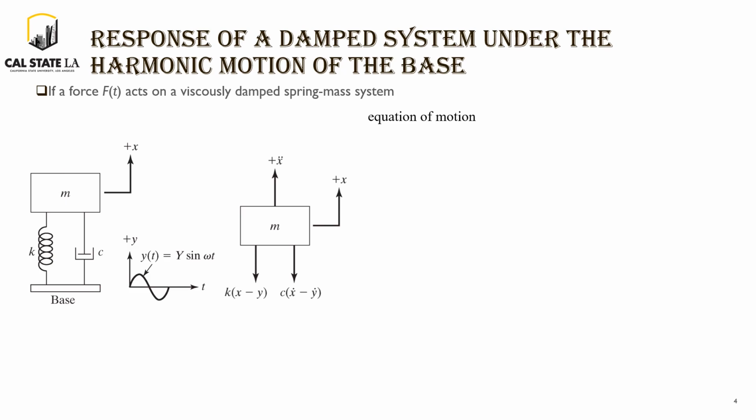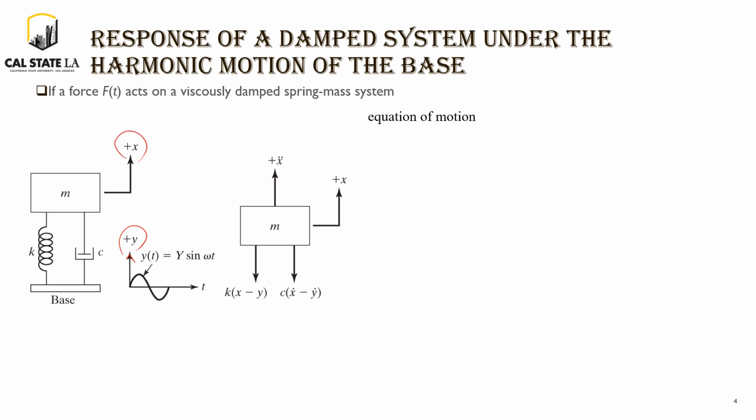The first step is to do the force analysis. We draw this block and it's subject to two forces. We take it out, and one force is from the spring, the other force is from the damper. And how do we calculate the spring force? If the base moves up and down with the displacement of y, and this is how x moves.